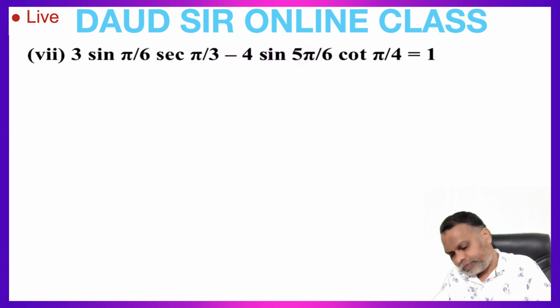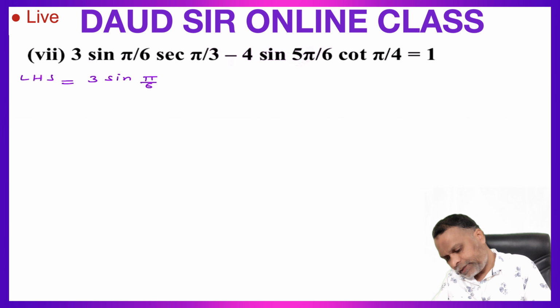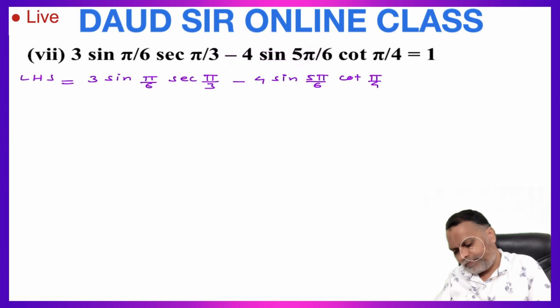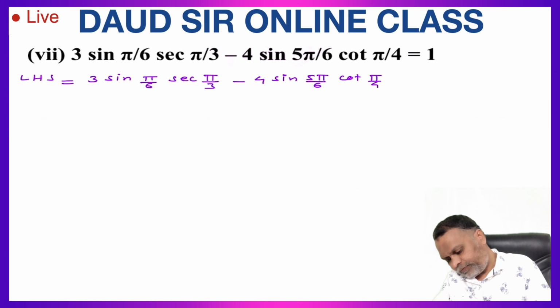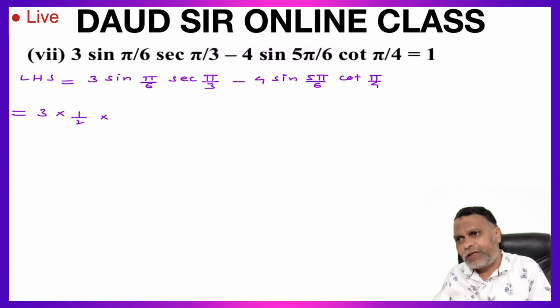Taking left hand side, LHS is equal to 3 sin pi by 6 into sec pi by 3 minus 4 sin 5 pi by 6 into cot pi by 4. We have to prove equal to 1. So which is equal to 3 sin pi by 6 means sin 30 degree. The value of sin 30 degree is 1 upon 2 into sec 60 degree. The value of cos 60 degree is 1 upon 2. So value of sec 60 degree is 2 only.